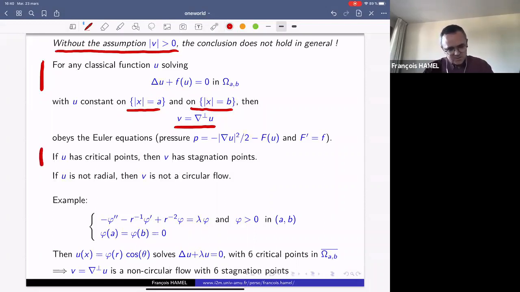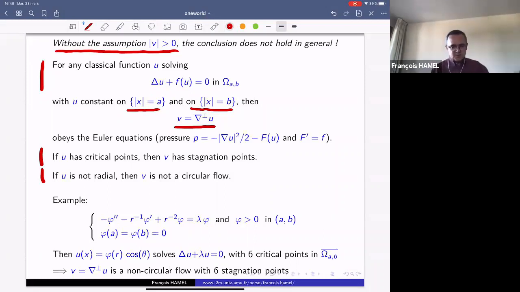So if U has critical points, then V has stagnation points, because the critical points of U are the stagnation points of V. And furthermore, if U is not radially symmetric, then V is not a circular flow.